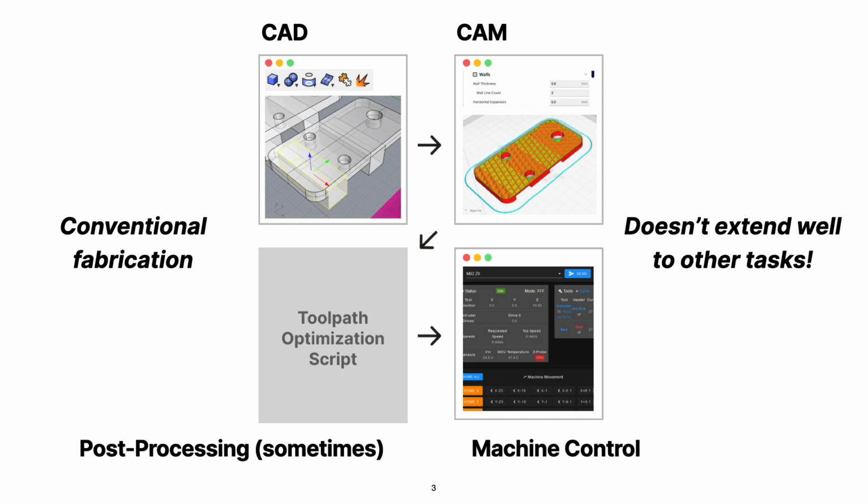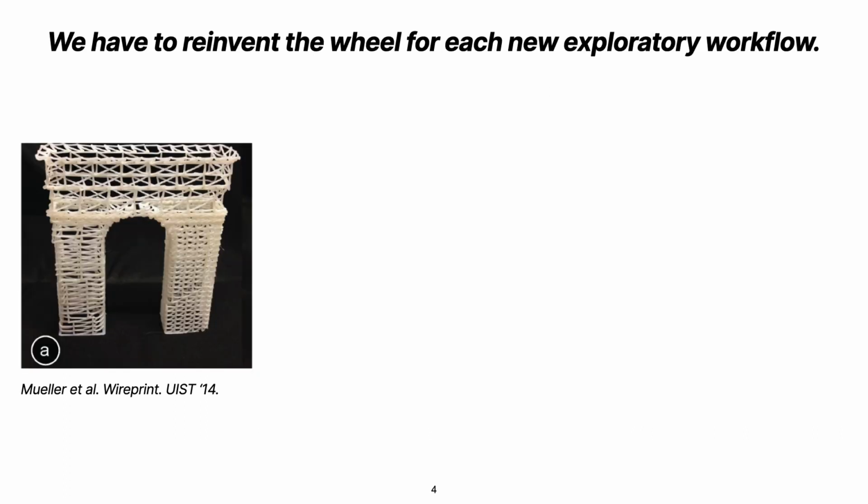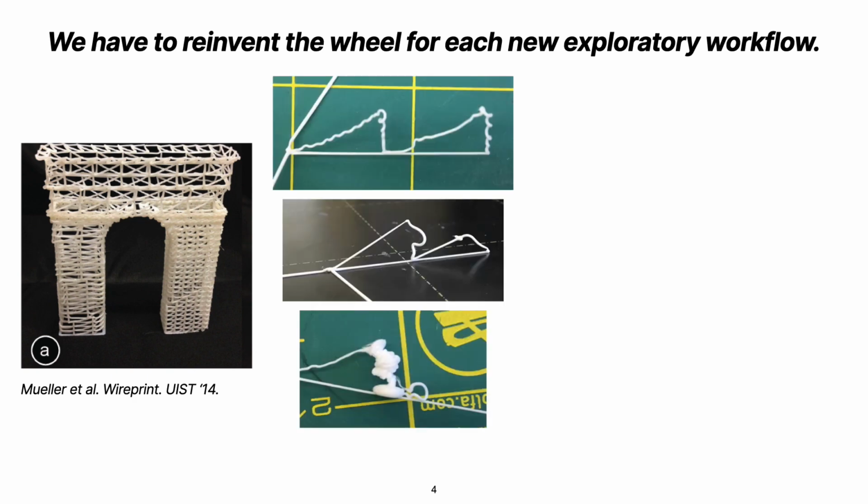Say we want to replicate this exploratory workflow called wireprint by Mueller and colleagues, where they print a wireframe of a model rather than the entire object. The concept is straightforward enough, but the details are not at all. There are a ton of physics involved in getting the triangles to stand up at all.